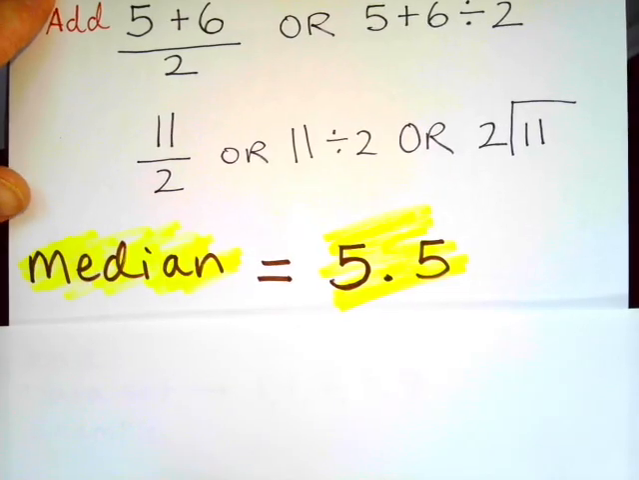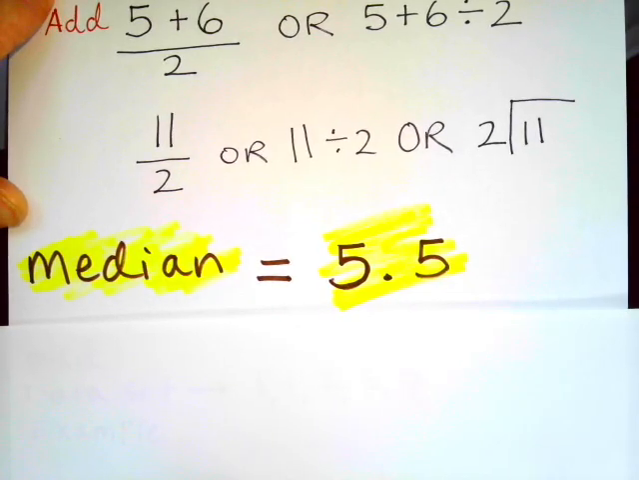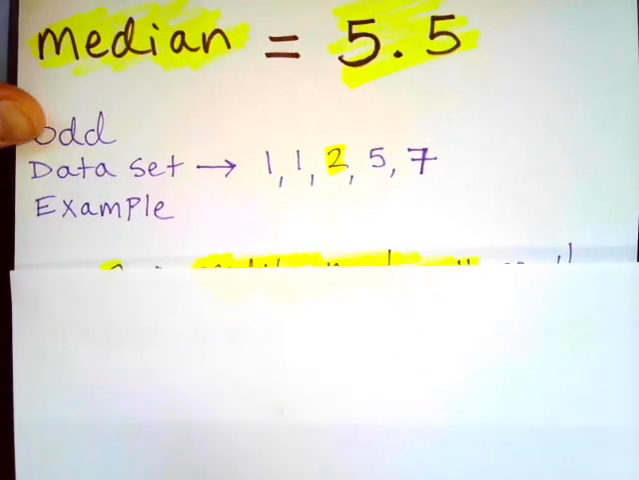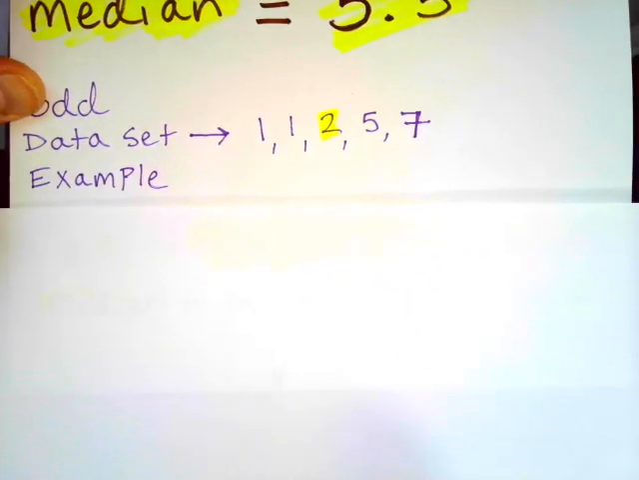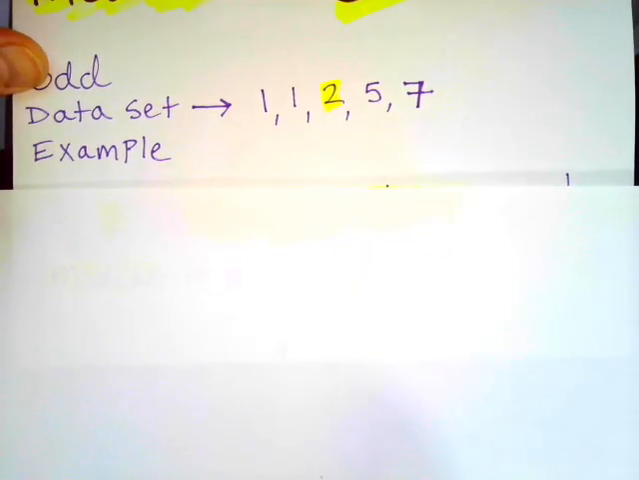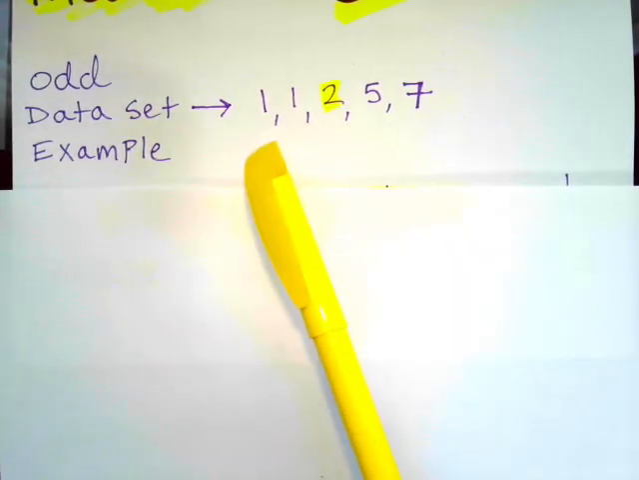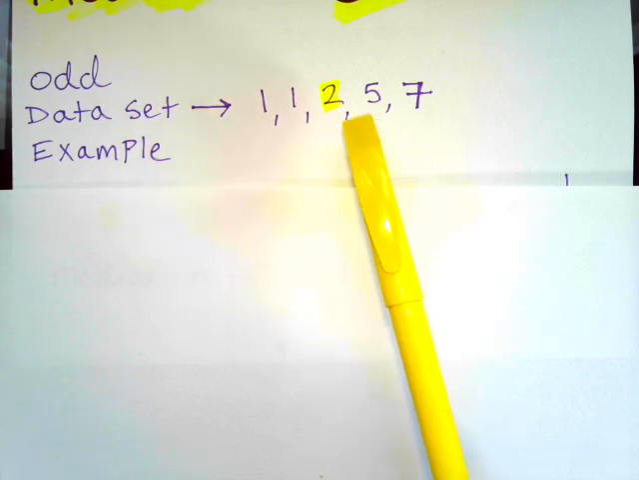So I've answered all 3 of the questions: how to find the mean, median, and mode. And I want to continue by showing you an example of an odd data set. So remember, when you're finding the median, you have to write the numbers in order, smallest to largest. So 1, 1, 2, 5, 7.